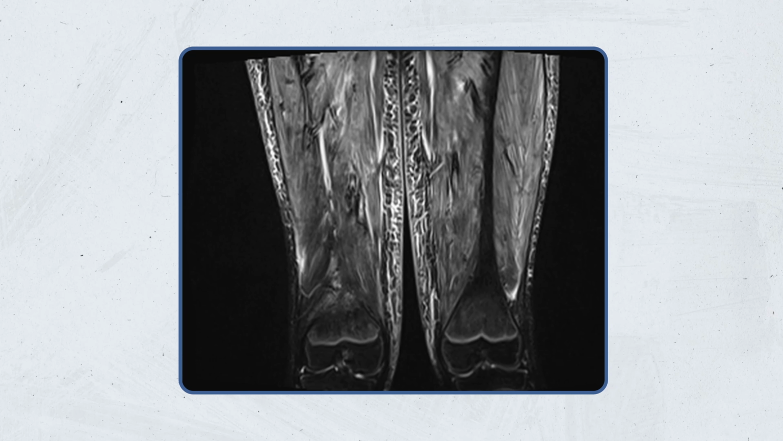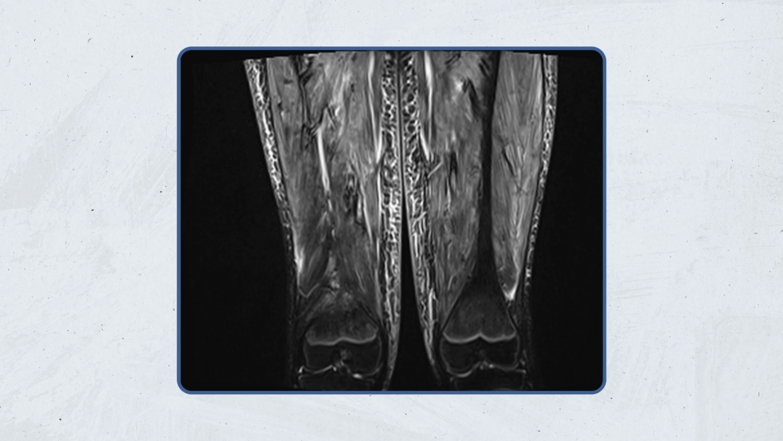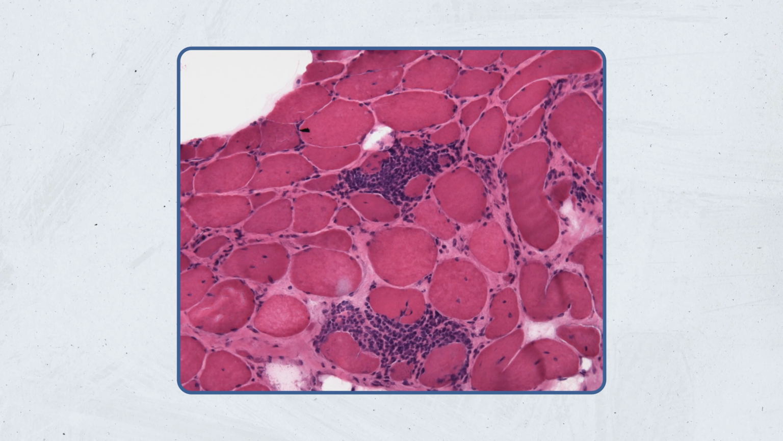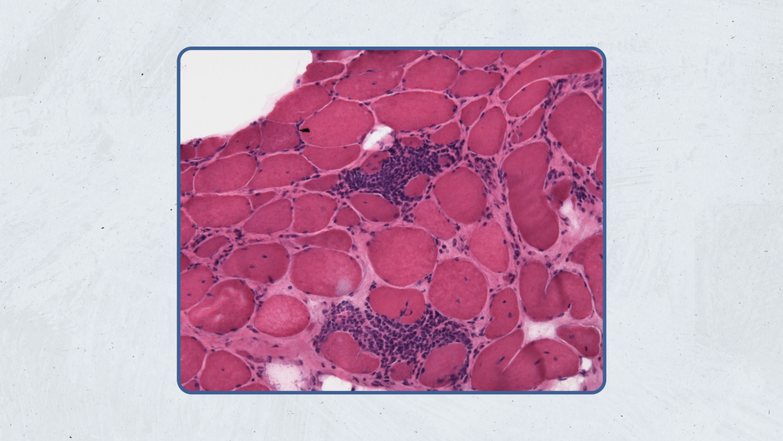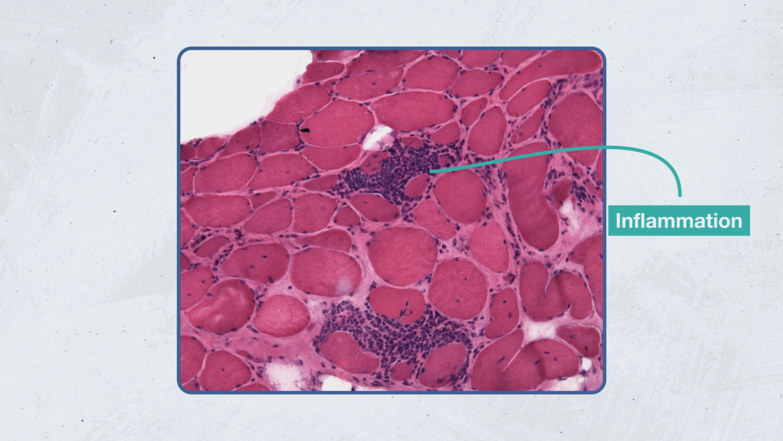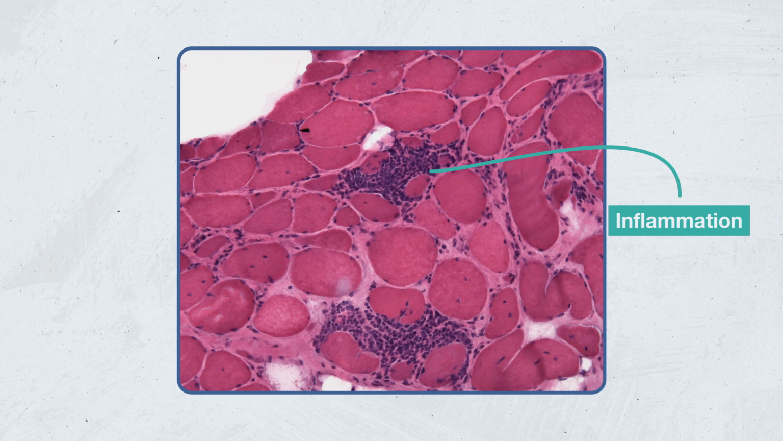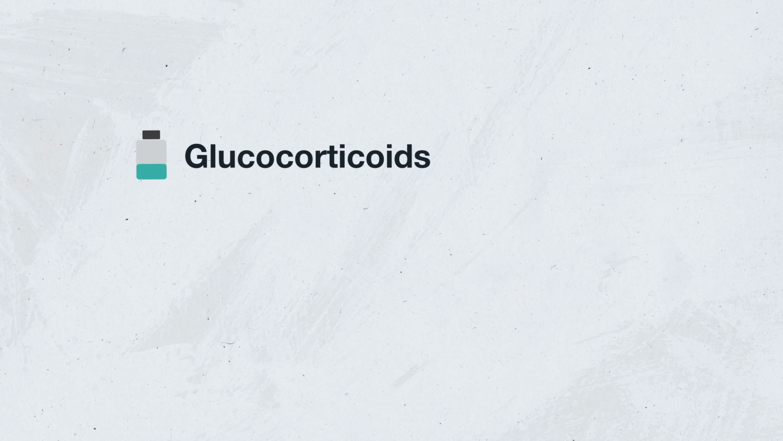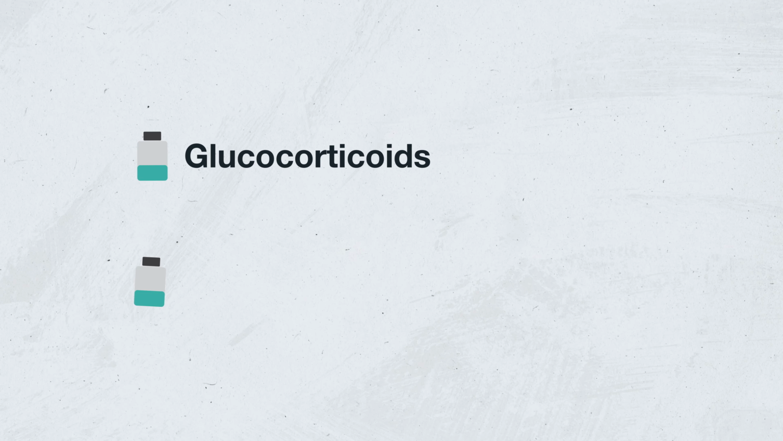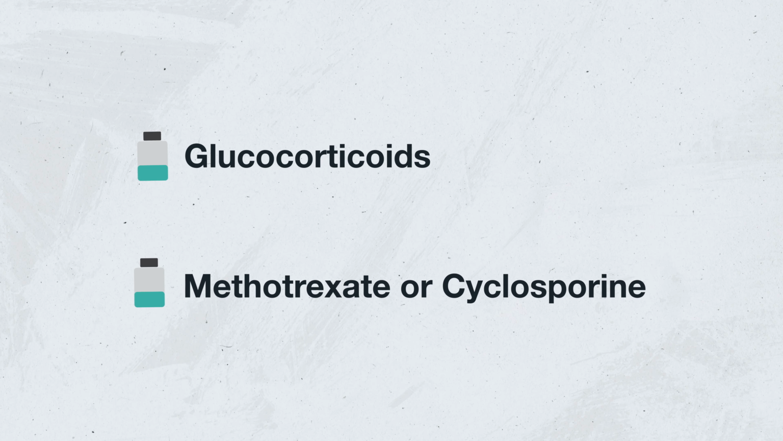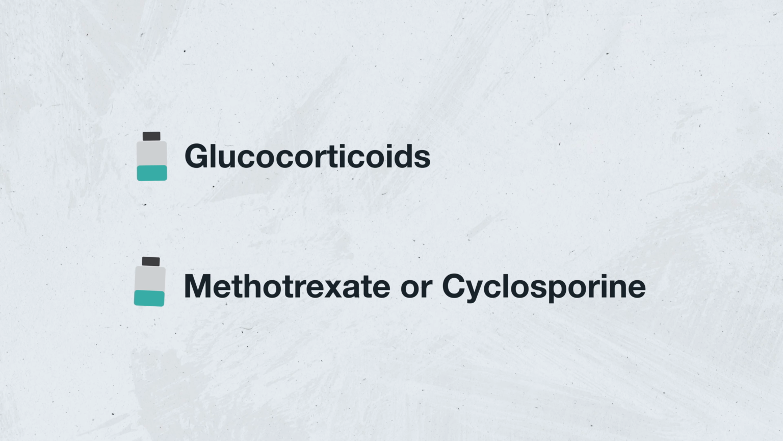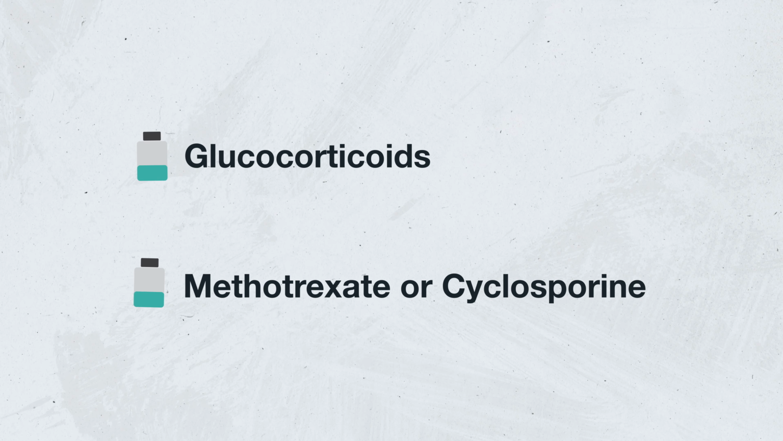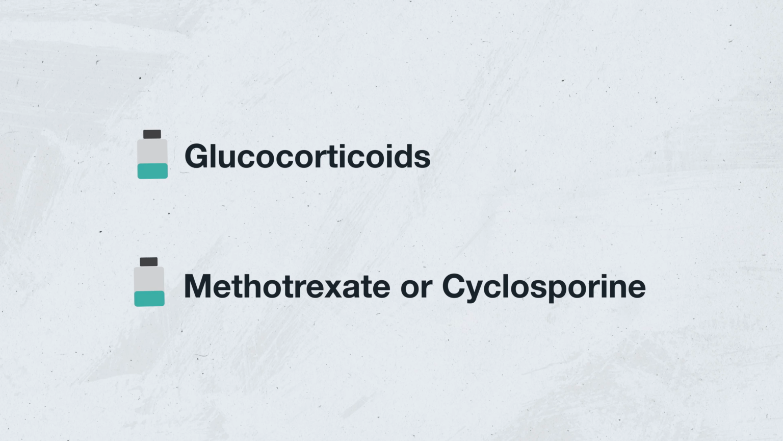If MRI is unavailable or contraindicated, muscle biopsy can be used to confirm diagnosis, and it will reveal T cells directly invading skeletal muscle fibers. The goal of treatment is to stop the progression of muscle inflammation. High-dose glucocorticoids combined with a steroid-sparing agent such as methotrexate or cyclosporine will suppress the immune system and allow muscle strength to recover over several months.